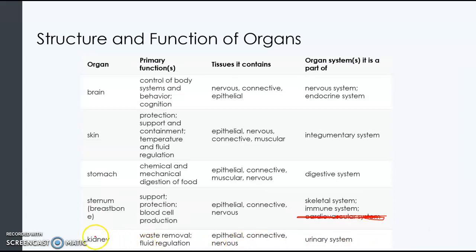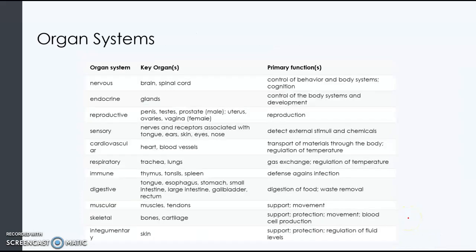The kidney is part of the urinary system, or as it's going to be called, the excretory system. Same thing as the urinary system. That's going to be the kidneys, the bladder, the ureters, and the urethra. It's basically responsible for helping to maintain fluid balance and water and salt balance, and it's also responsible for getting rid of liquid waste.